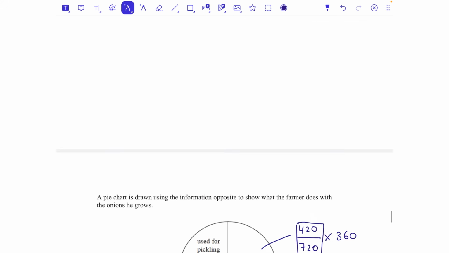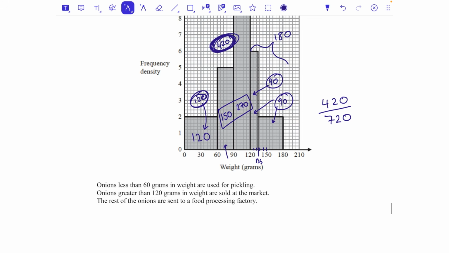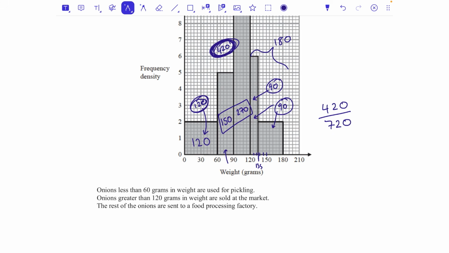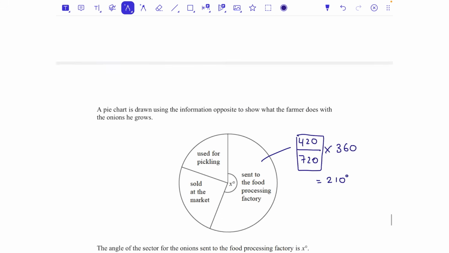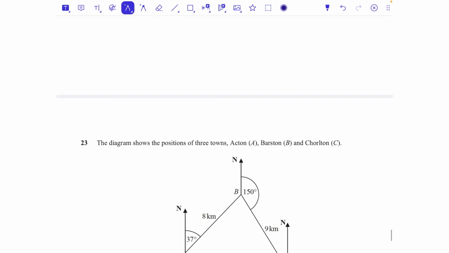Just remember, histograms always look really scary, but just remember that the area of the bars is how much frequency is in that category. Base times height, area of a rectangle.